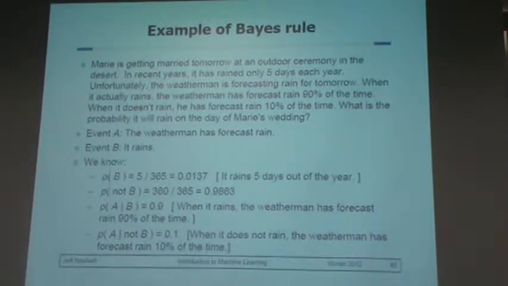Then, when it doesn't rain, he forecasts rain 10% of the time. So in case of no rain, the forecast is 0.1, so 10%. What is the probability that it will rain on the day of Mary's wedding?